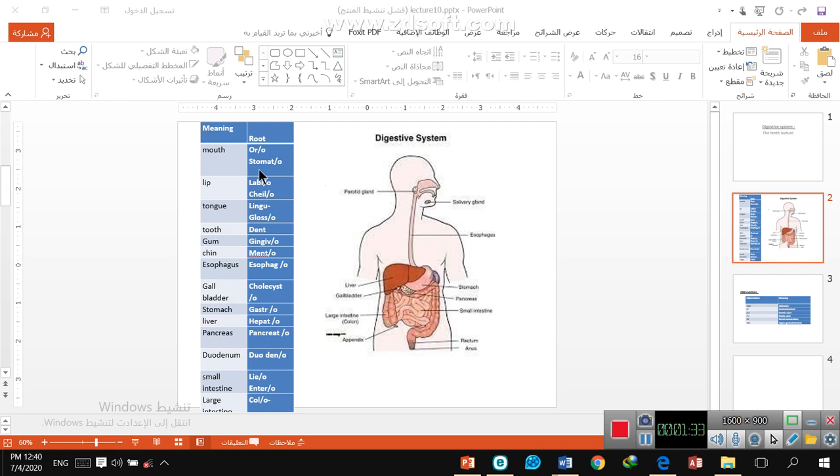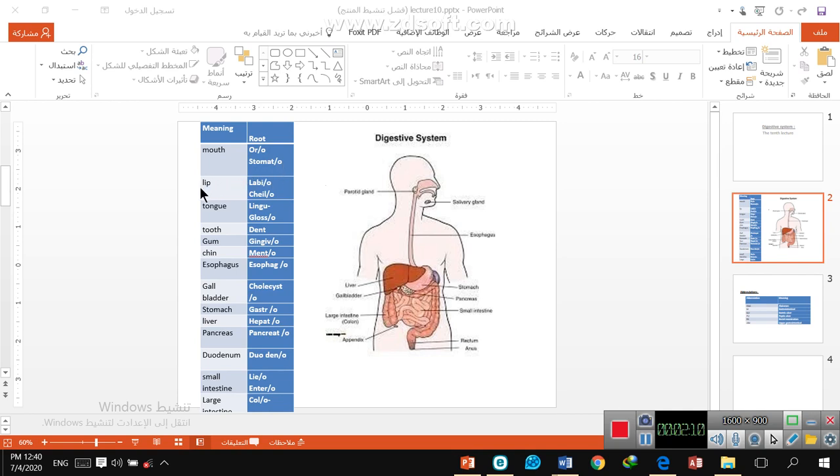You can put them in an example. For example, oral or orally. You can add a suffix to change the word from a noun to an adjective. Or for example, here you have stomat. You can use another example. For example, stomatitis. Stomatitis consists of a root and a suffix. Stomat is the root, itis is a suffix. The meaning of stomat is mouth, and itis is inflammation. When we say inflammation of mouth, then we have another word.